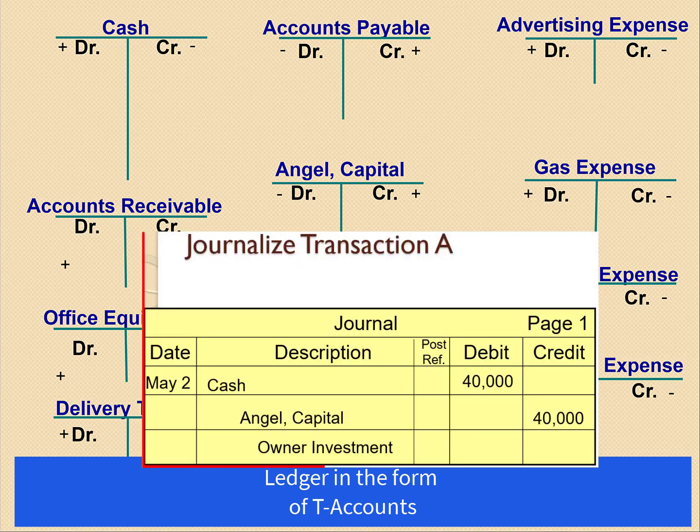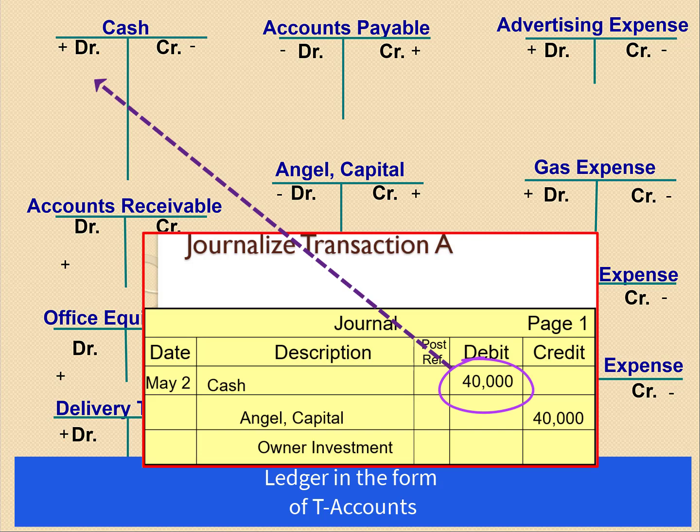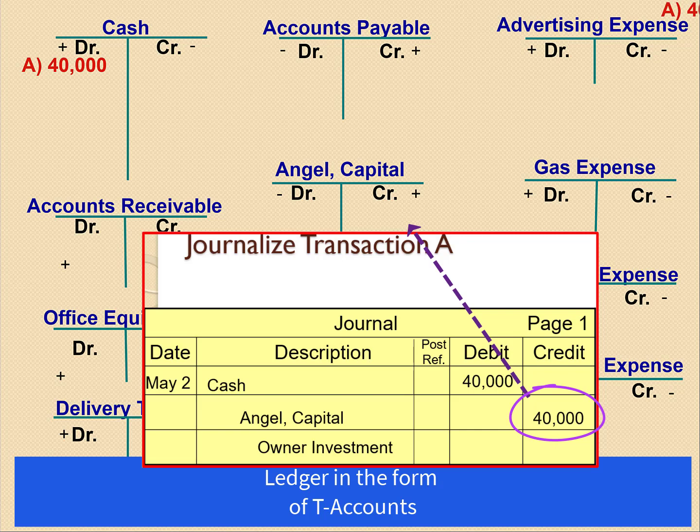So looking at your journal entry, we debited cash, so I'm going to put the letter A because that was transaction A. You can also put the date. The date kind of makes a little bit more sense. But for now, since we're learning, we're just going to put A for transaction A. We got $40,000 on the left side, the debit side, because that's what we did in the journal. And what was the account that we credited? It was the capital account. And put the letter A.